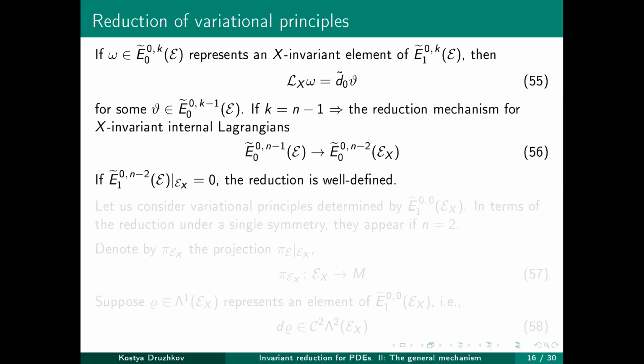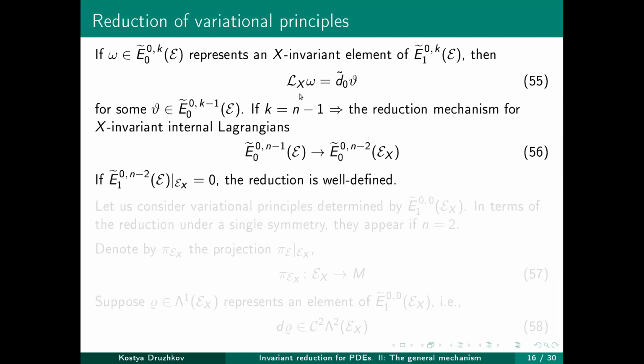We can generalize our approach to the reduction of internal Lagrangians, and if omega represents an x-invariant element of such a group, then we have the same formula, the same relation. This is just, again, the definition of invariance of the corresponding element on the first page, the element represented by omega. And we can do the same thing. It's easy to see that, restricting this formula, the restriction of theta in this case, again, is a cocycle for the corresponding complex for the invariant subsystem.